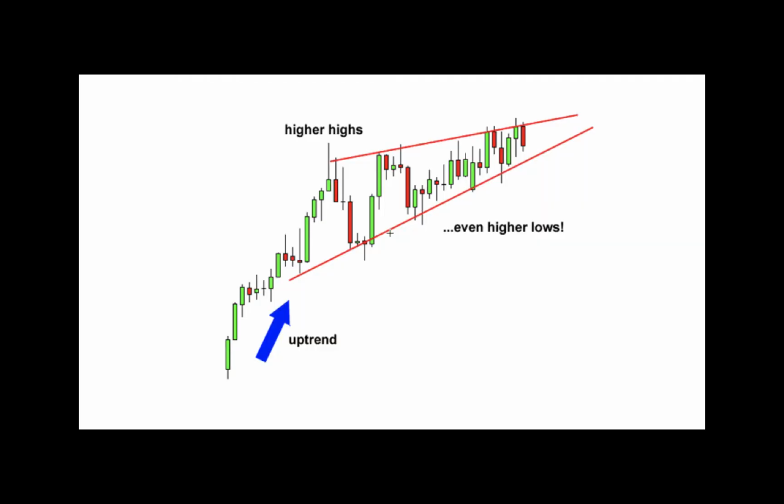Okay, here's our first type of wedge. Wedges can serve as either a continuation pattern or even a reversal pattern, depending on what type of wedge it is. This is a rising wedge. Some people call it an ascending wedge. It's formed when price consolidates between an upward sloping support and an upward sloping resistance line, basically.